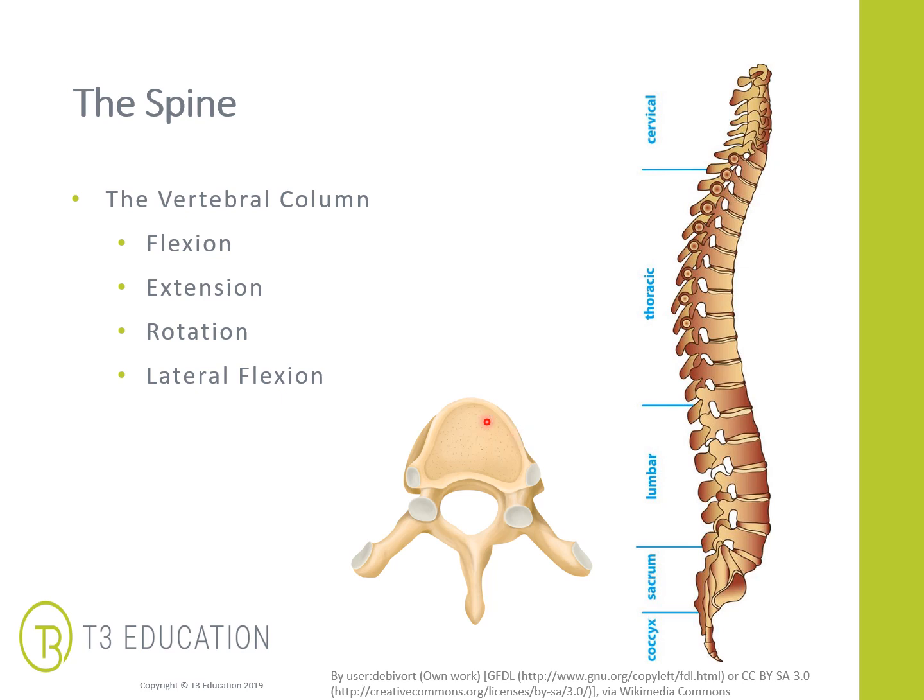So let's talk about the movements of the spine itself when we look at those intervertebral discs, the joints and the facet joints. So let's look at it as a whole, the vertebral column. It can flex, bending forward. It can extend, opening up. We can rotate from side to side, and we also have this ability to laterally flex, so to side bend.